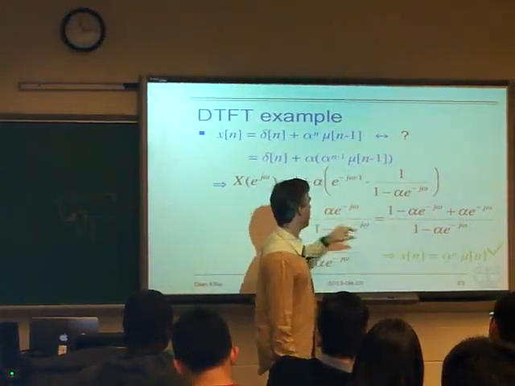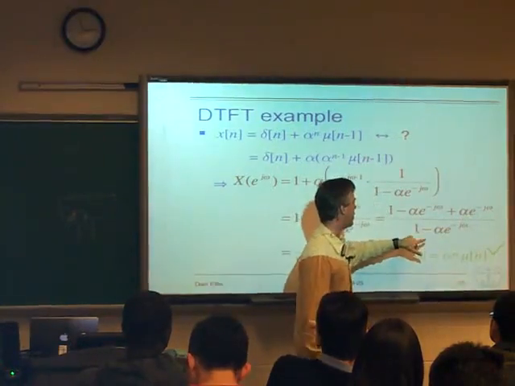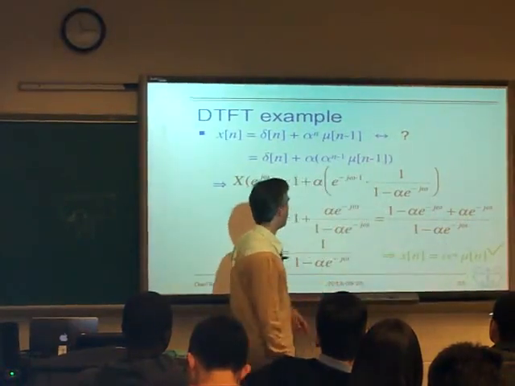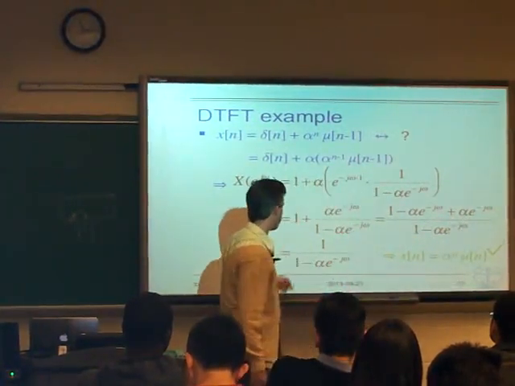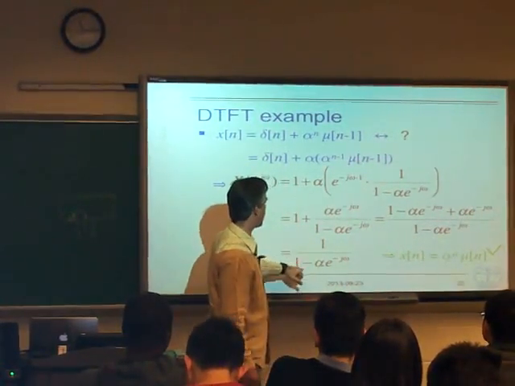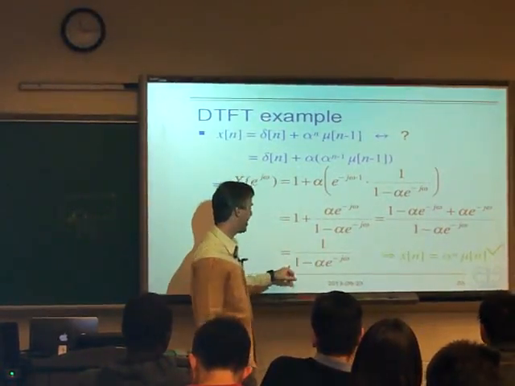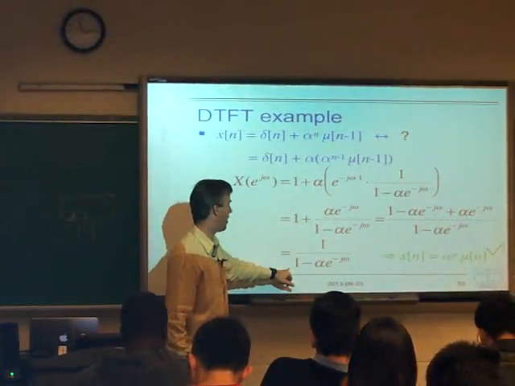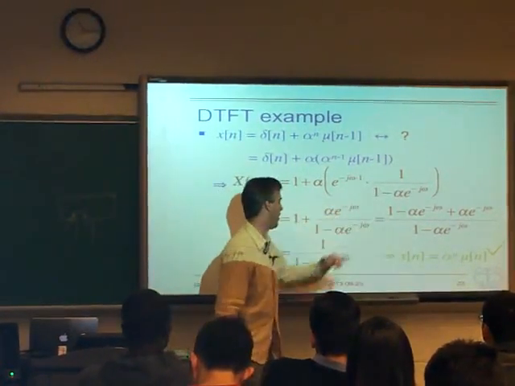alpha for the 1 plus 1 minus alpha e to the minus j omega plus alpha e to the minus j omega over all this. These two terms are the same and cancel out. So we just get this, 1 over 1 minus alpha e to the minus j omega. It's nice and simple. But we notice that this is also just the Fourier transform of alpha to the n mu of n, the one we used in here.